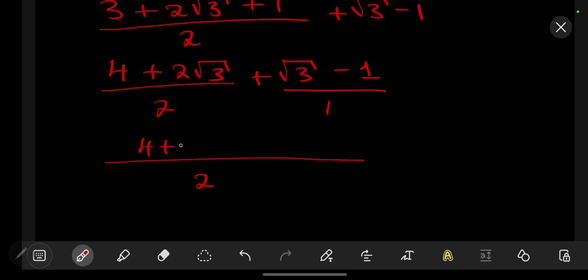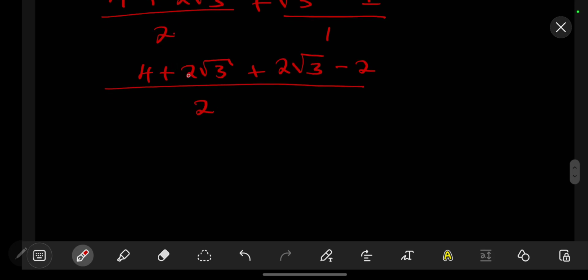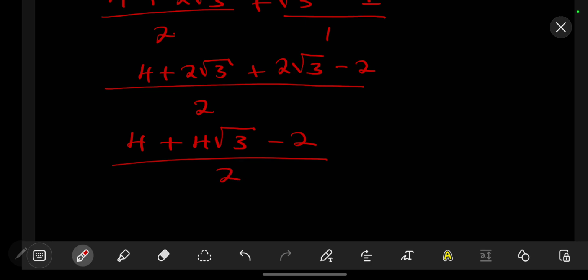So we have 4 plus 2 square root of 3. Then we also have plus, this 2 is more like it's multiplying everything there. So we have 2 times the square root of 3, it will be 2 square root of 3. 2 times negative 1, it will be minus a 2 like that. So we are going to be having this 2 square root of 3 plus 2 square root of 3. We just add the coefficients. 2 plus 2 gives us 4. So we have 4 plus 4 square root of 3. Then we have minus 2. Then over a 2 like that.